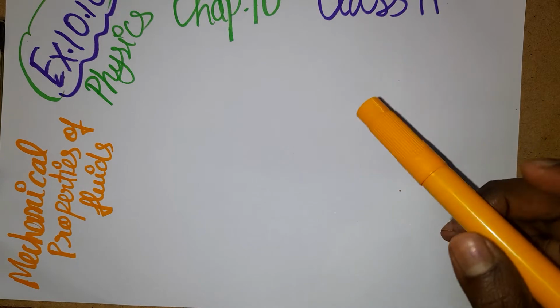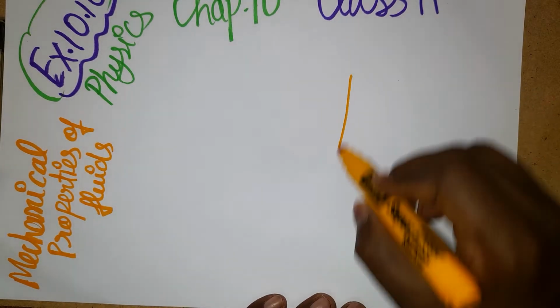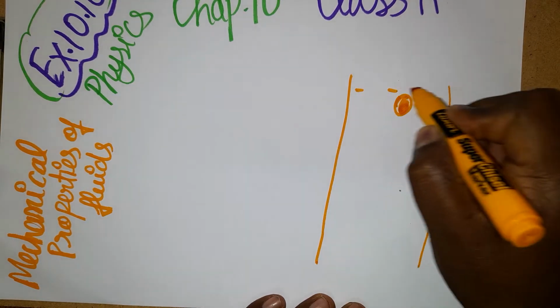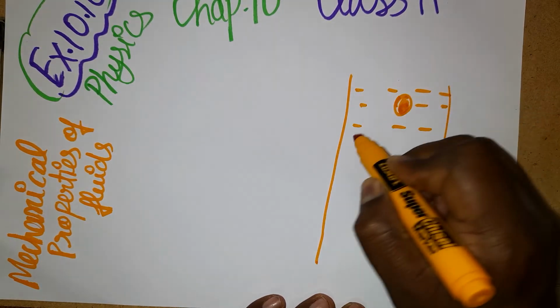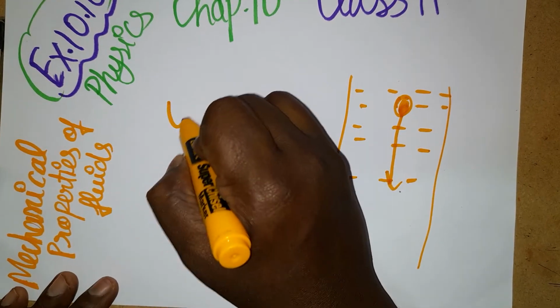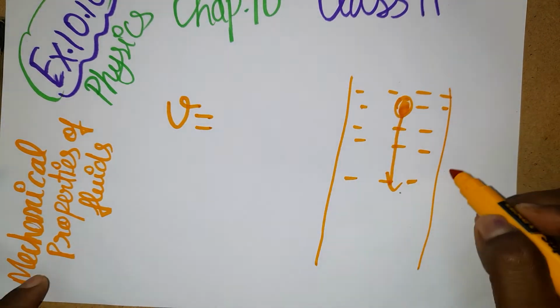They dropped one copper ball inside the oil. So we have it like this, they just dropped the copper ball inside the oil, so it's going to move down. A velocity is given. First, we'll see what data is given in the question.